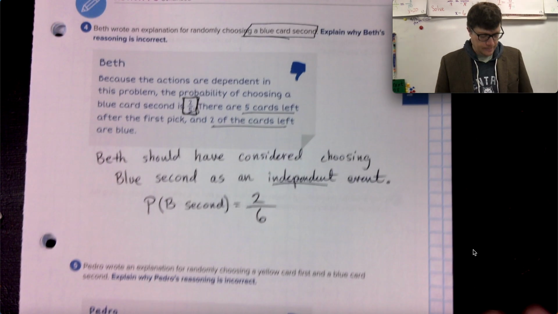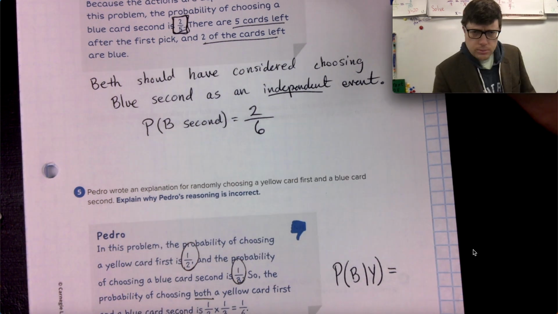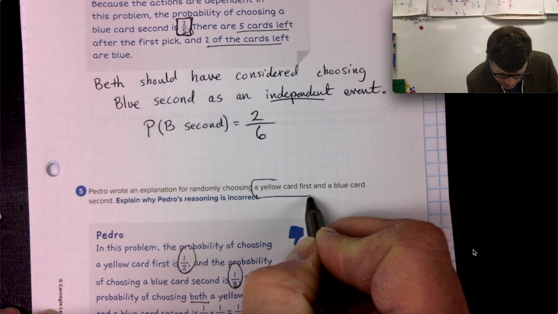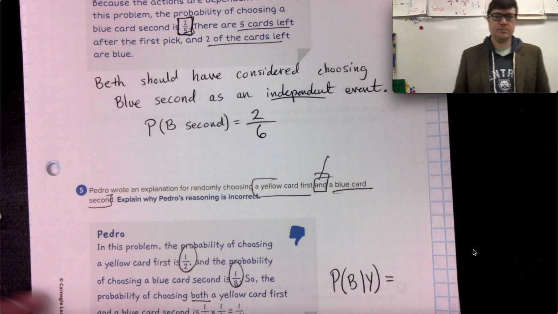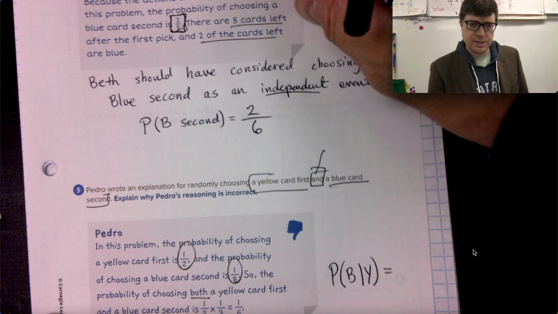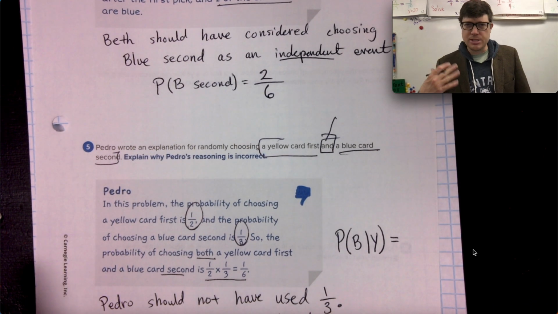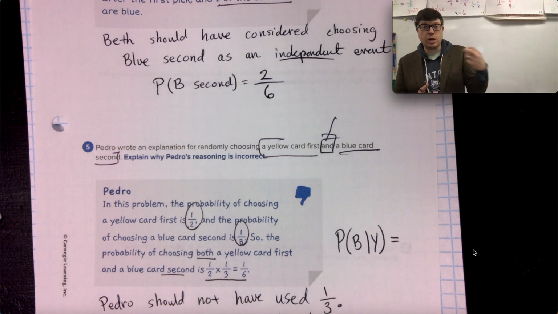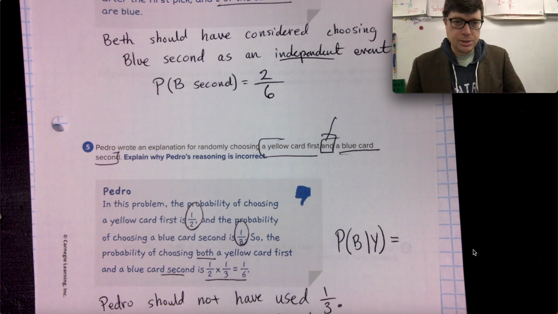Let's move on. Pedro says, his scenario. Wrote an explanation for randomly choosing a yellow card first and, that's the key thing, a blue card second. Explain why Pedro's reasoning is incorrect. I'm circling the numbers that I see in a problem. You should do that when you read it. So I'm going to start over and reread again. But notice that I've circled and underlined, and I'm trying to make parts of this text stand out.